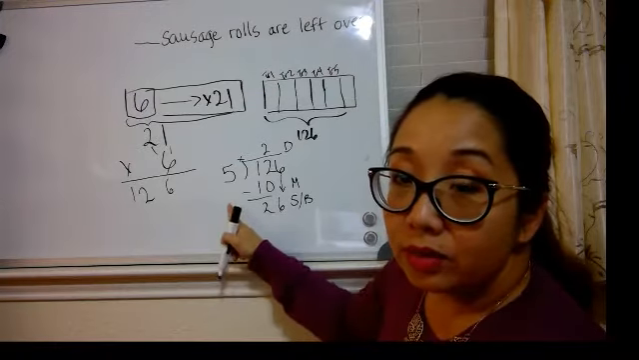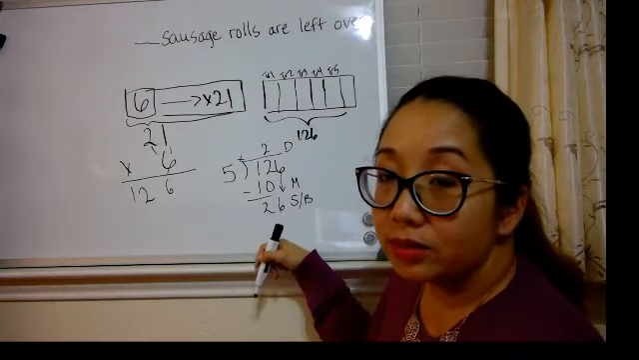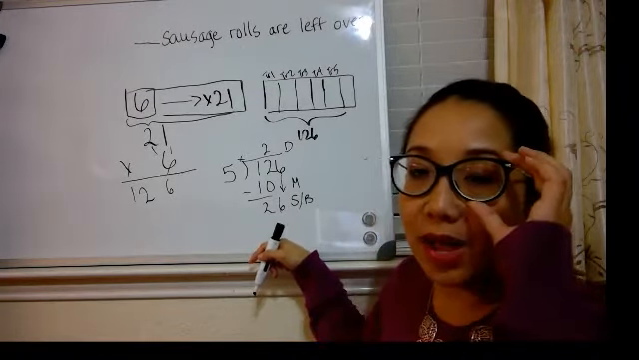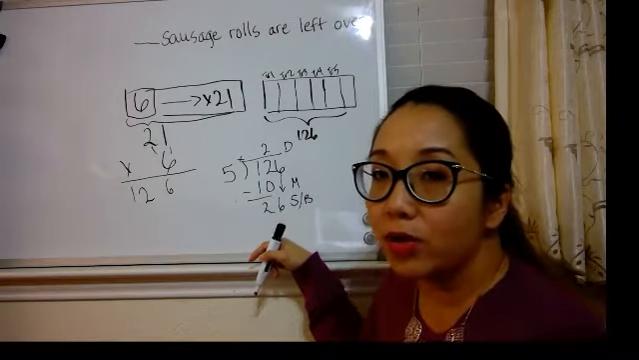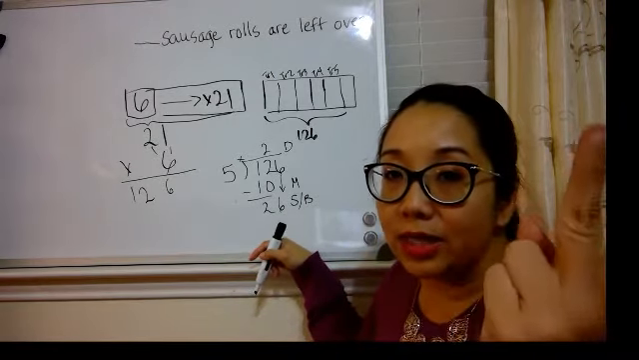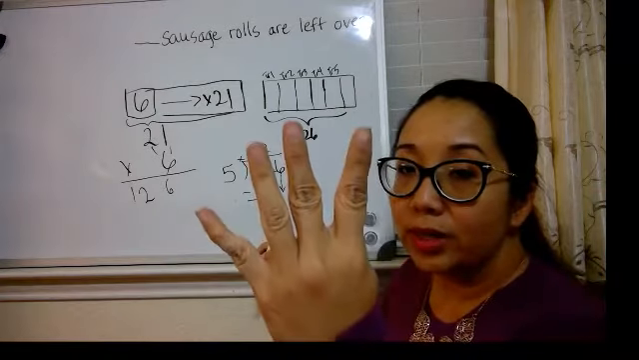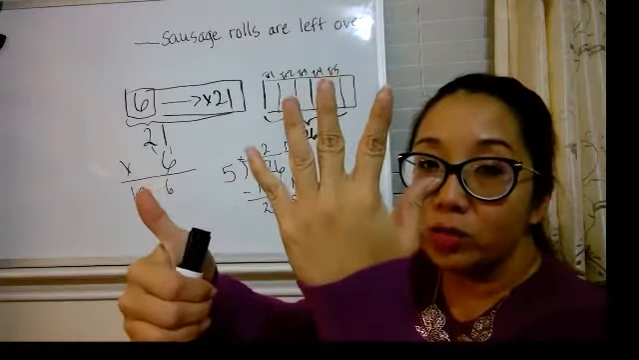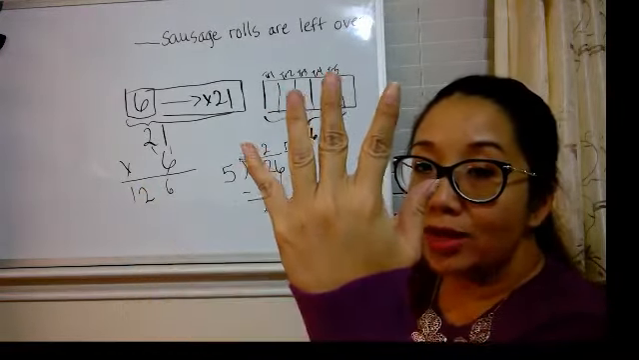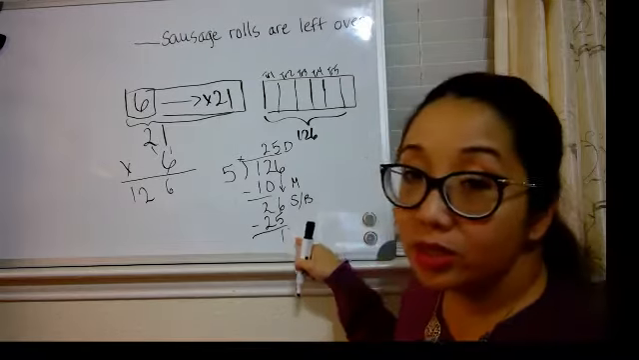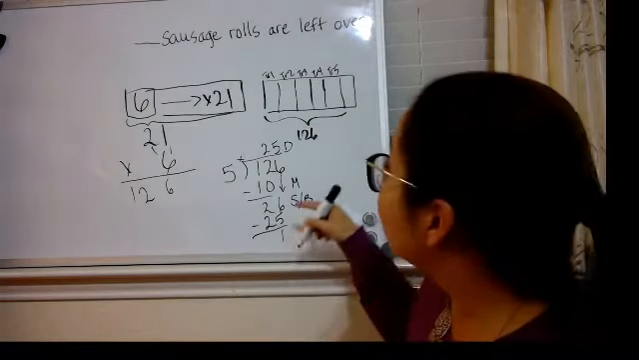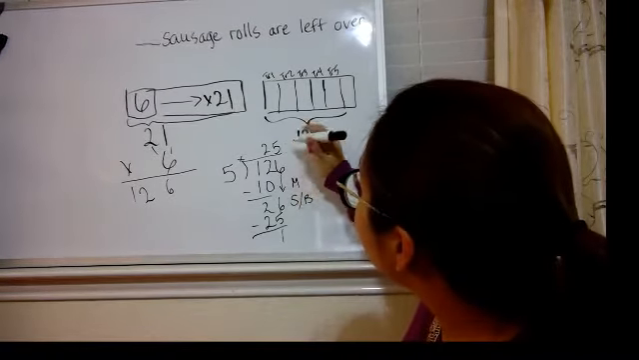Now, 5 into 26. How many times do you have to count by 5 to get as close to 26 without going over? 5, 10, 15, 20, 25. 30 is too much. Let's go back to 25. 25, that's 5 times. 5 times 5 is 25. Subtract. There's nothing left to bring down. So this 1 right here is my remainder. Okay?